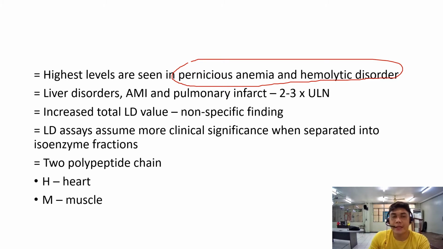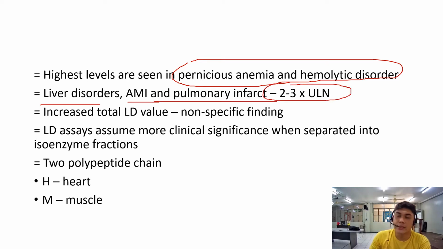Next, liver disorders, AMI, and pulmonary infarct show a 2 to 3 times increase, 2 to 3 times the upper limit of normal, in your total LD. But an increase in total LD value or concentration is not specific. It is a non-specific finding.